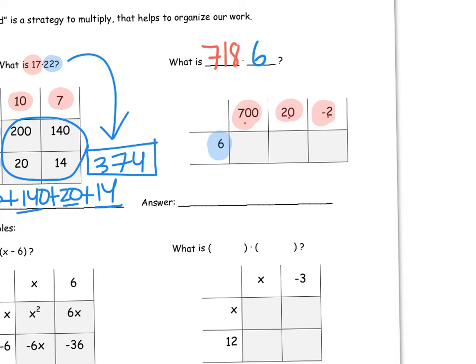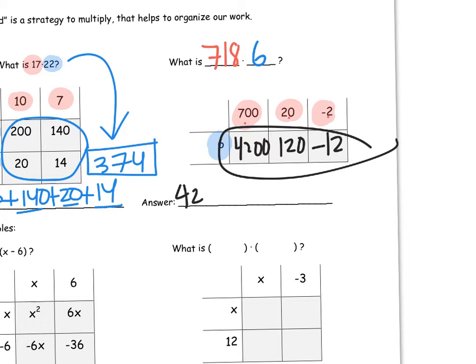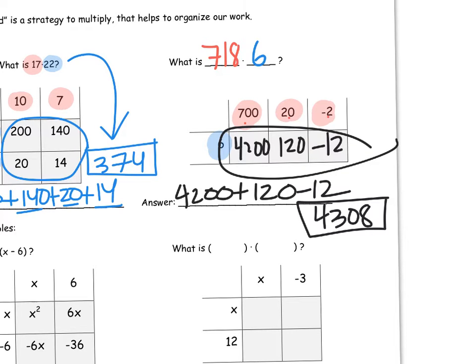And to figure out our answer, we just fill in the inside here. So 6 times 700 is 4,200. 6 times 20 is 120. 6 times negative 2 is negative 12. My answer is all of these added. 4,200 plus 120 minus 12. 4,200 plus 120 is 4,320. Minus 12 is 4,308. So that's my final answer.